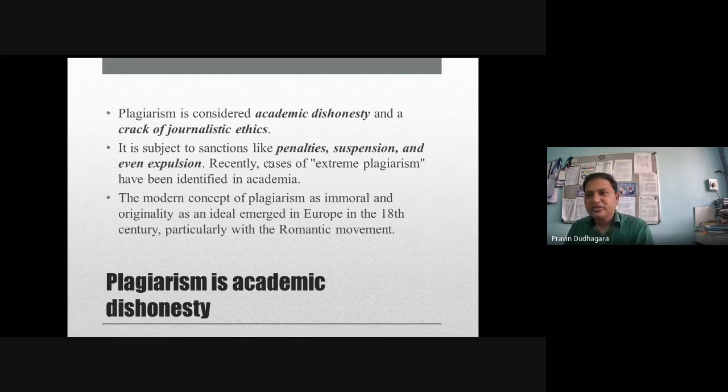Recently, cases of extreme plagiarism have been identified in academia. We will also discuss that part, which has been reported in the last 4 to 5 years. The modern concept of plagiarism as immoral and originality as an ideal emerged in Europe in the 18th century, particularly with the Romantic movement.